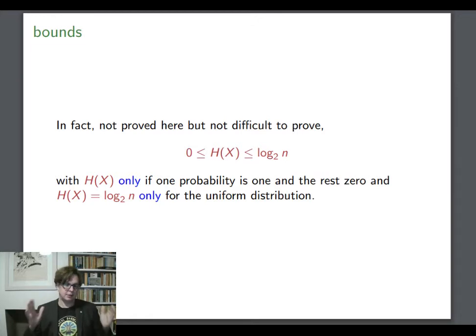So h of x is bounded by 0 and the log to the base 2 of the size of the sample space, and it is only 0 if one of the probabilities is 1, and hence all the others are 0, and it's only log to the base 2 of n if all the outcomes are equally likely.